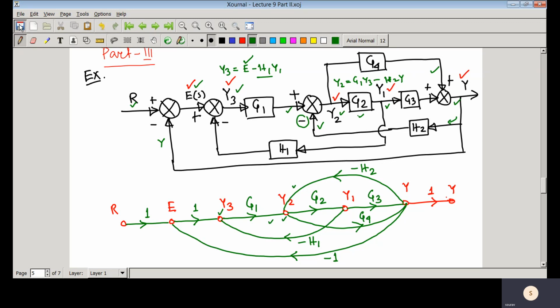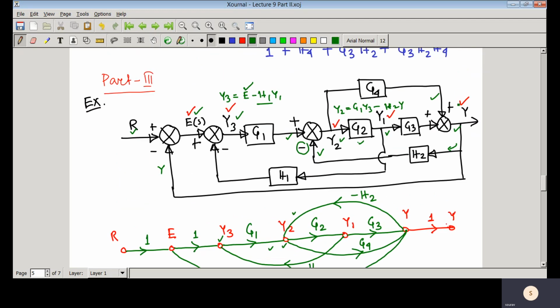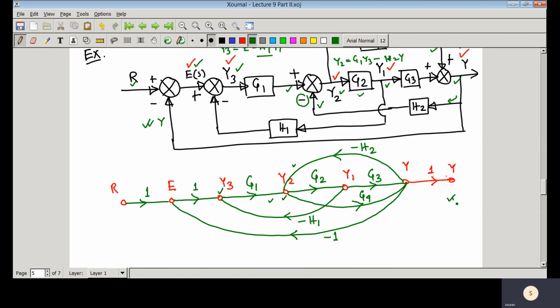So this is that equivalent signal flow graph of this block diagram. That means if a dynamical closed loop control system is represented by a block diagram, from there you can easily find its signal flow graph. So this is also one framework by which you can represent a dynamical system: signal flow graph.